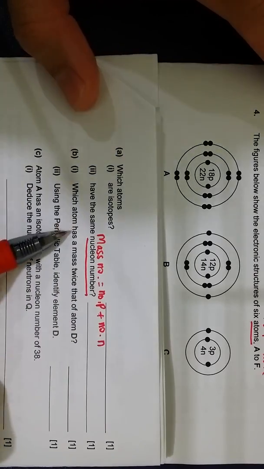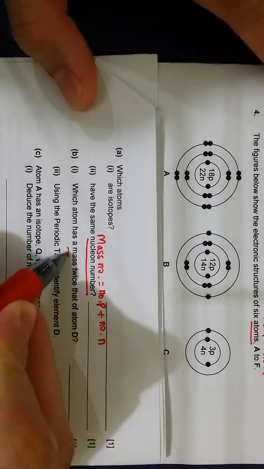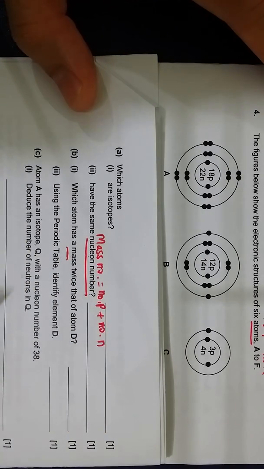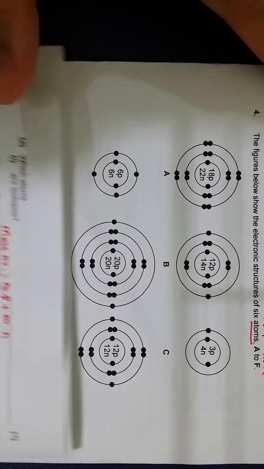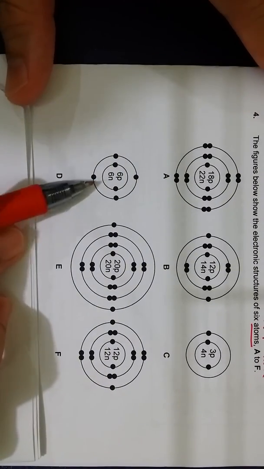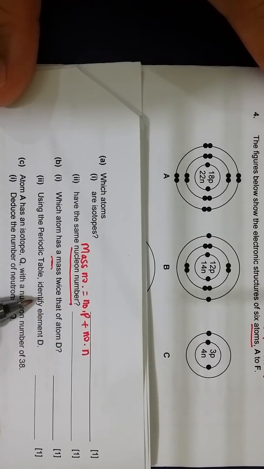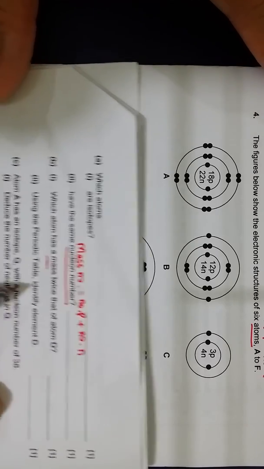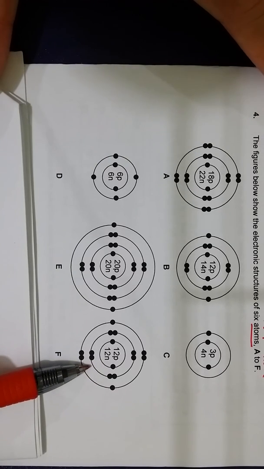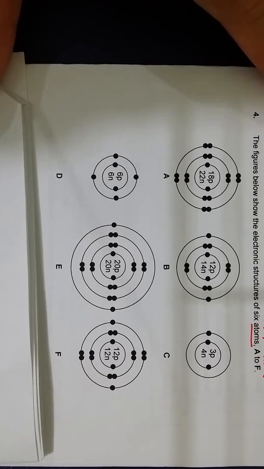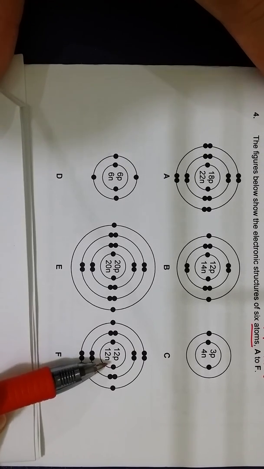How about for part B? Which atom has a mass twice that of atom D? Mass is the same as the nucleon number, which is the number of protons plus neutrons. So you have to find out what is the mass of atom D. Atom D, the mass is 12. Twice that of atom D is 24. So which one has nucleon number 24? That would be F. So the answer is F, because the mass number is 24.